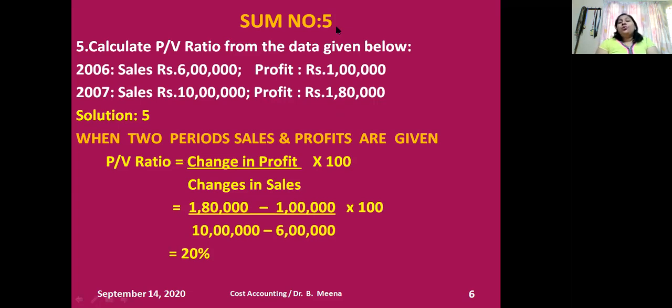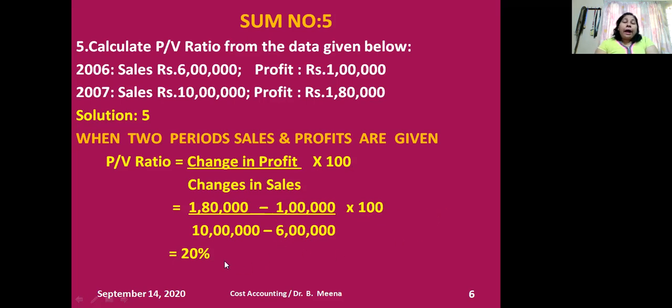Okay. Don't do previous year minus current year. Say for example, 1 lakh minus 1 lakh 80,000 you should not do. What is the current year? 2007. Okay. 1 lakh 80 minus 1 lakh. How to find out the changes in profit? The latest year minus the previous year. Same way, what is the latest year sales? 10 lakhs and previous year sales is 6 lakhs. Okay. Then get the answers multiplied by 100, and I'll get 20%.